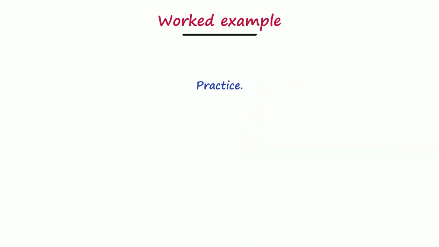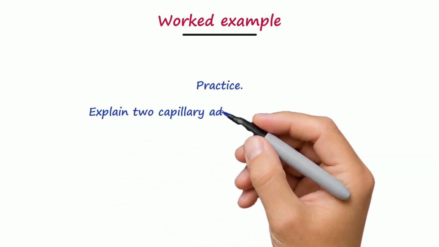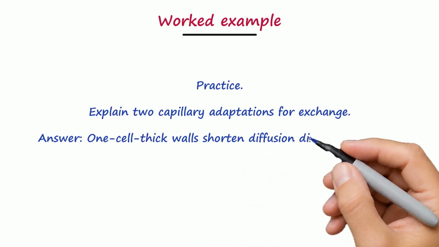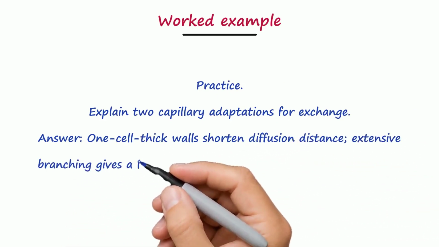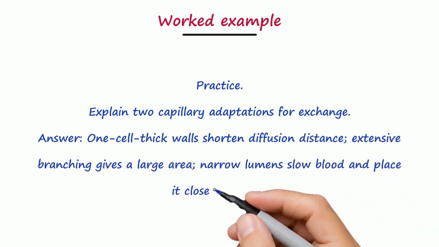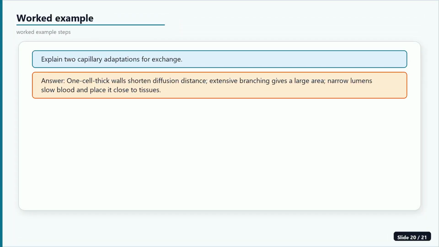Practice. Explain 2 capillary adaptations for exchange. Answer. 1-cell-thick walls shorten diffusion distance, extensive branching gives a large area, narrow lumens slow blood and place it close to tissues. Watch the numbers land in the matching symbols. Check that units cancel cleanly. If they do not, the setup is wrong even before the arithmetic.